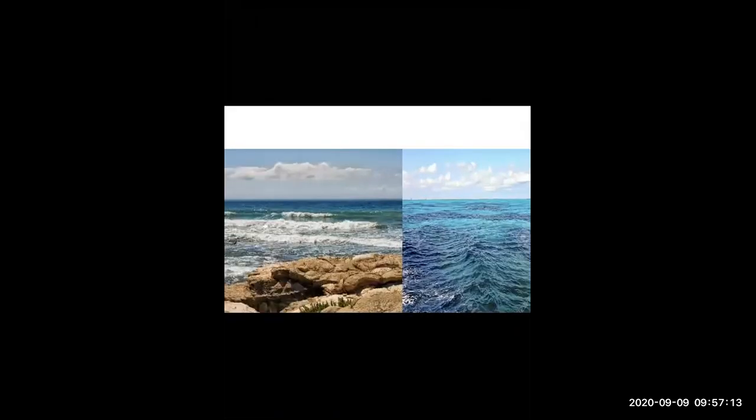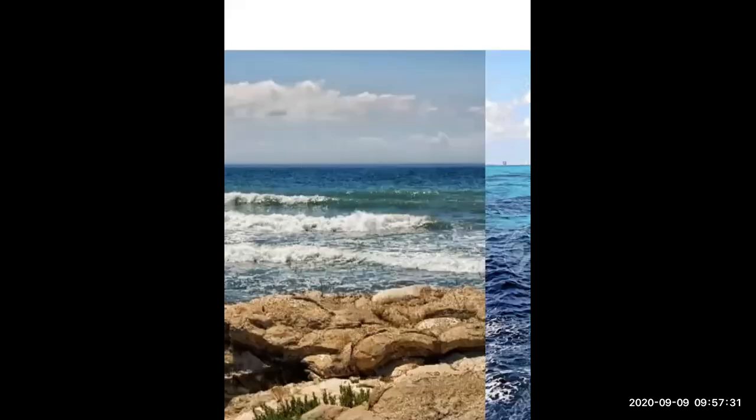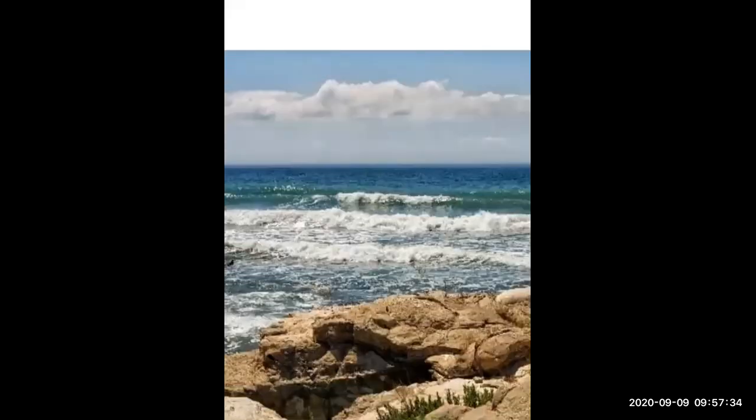So both seas are different. One sea is enclosed by land, and one sea is not enclosed or surrounded by land. As you know, the salinity of the landlocked sea is more because it is surrounded by the land, and the temperature of this landlocked sea is higher than the open seas.